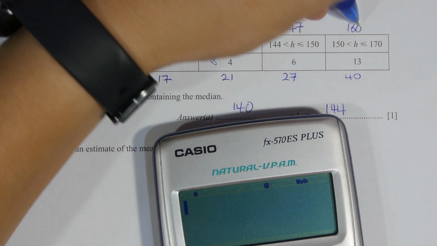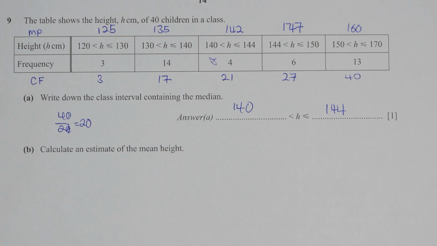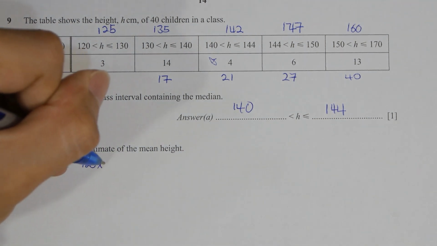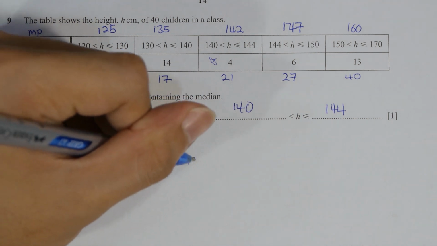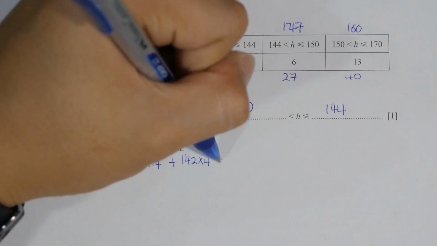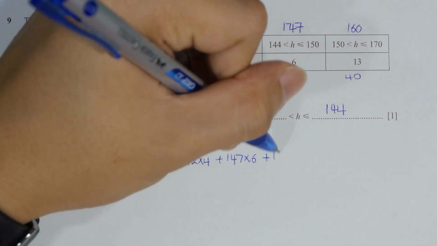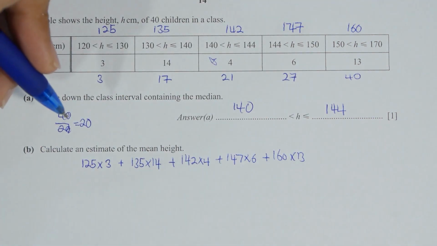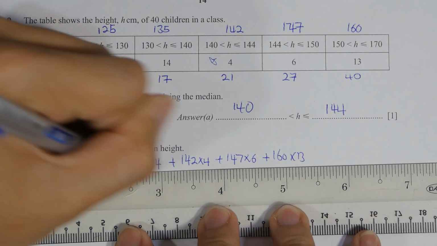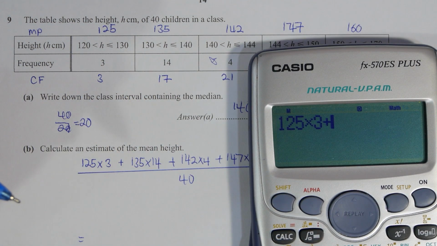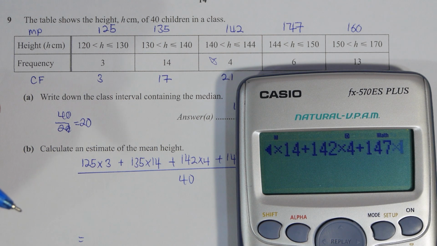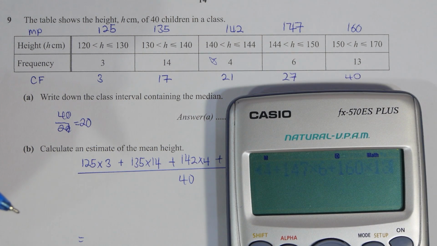As for calculating the mean height, simply find the midpoint of the height of the respective groups, which is 125, 135, 142, 147, and 160. Take their midpoint multiplied by its respective frequency, divide by 40, then you will get the answer of 144.875 as the final result.